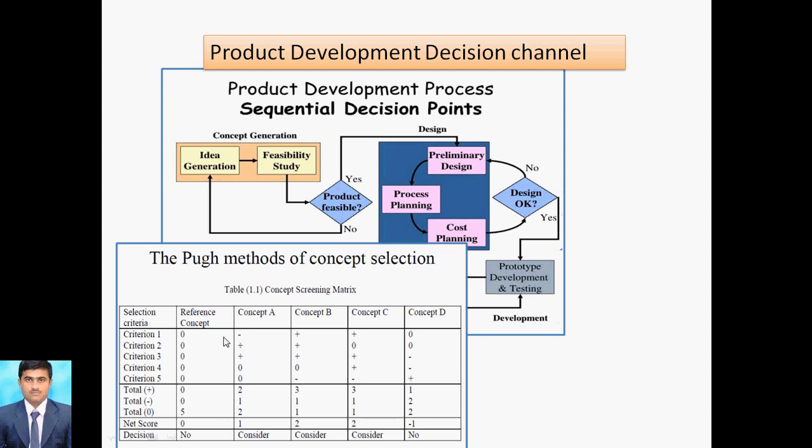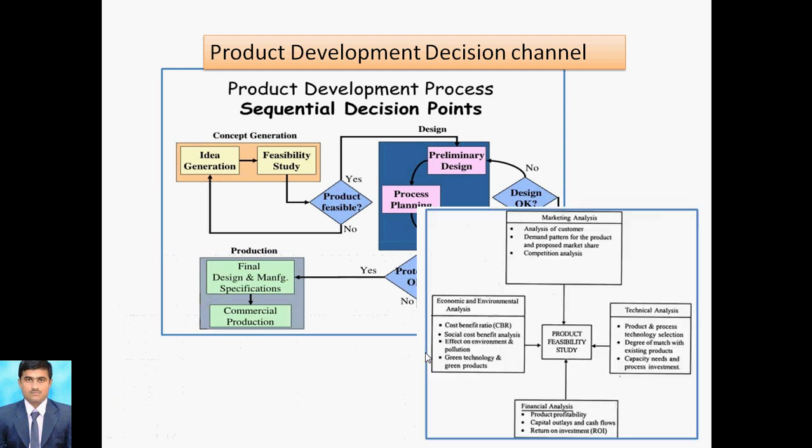So for the first criteria we can see here for concept A, it is a negative impact, so that's why the minus sign is there. For the second criteria it is positive, so likewise we can write here, and if it is a null effect, you can write 0. Then we can count the positive signs, negative signs, and then the total net score. Likewise we can do this for concept B, concept C, and concept D. And in that matrix you can see that concept A, concept B, and concept C will be selected, or you can say considered, but concept D is neglected. So this is regarding the concept selection.